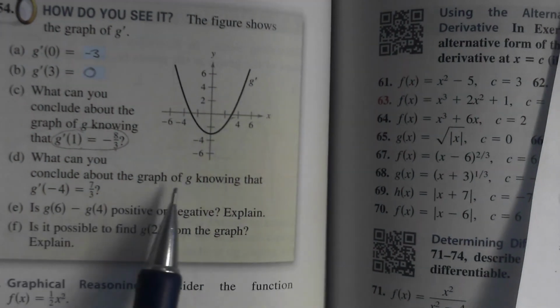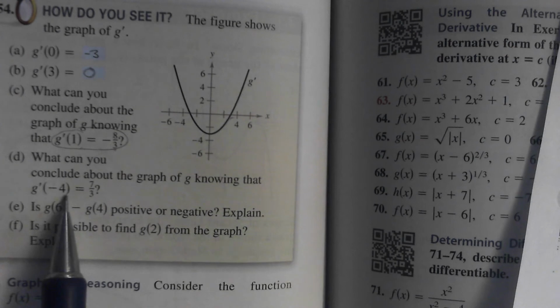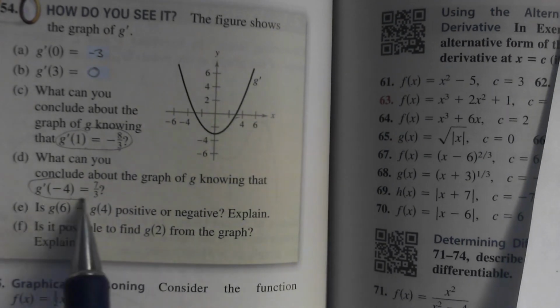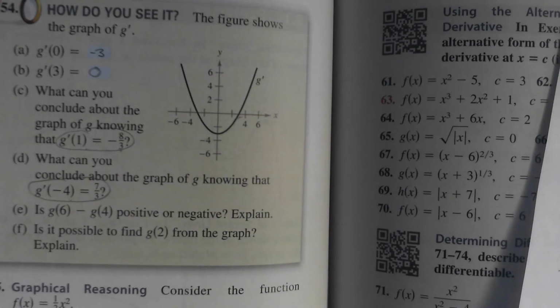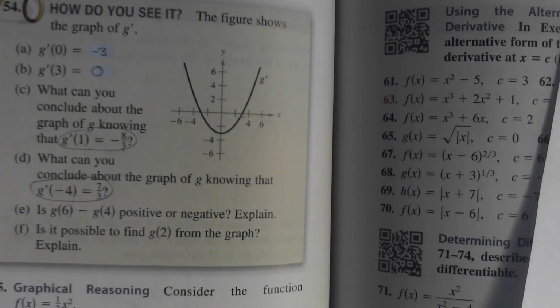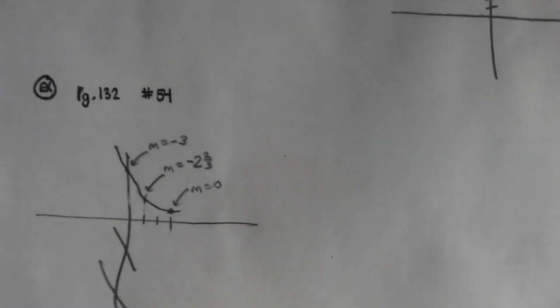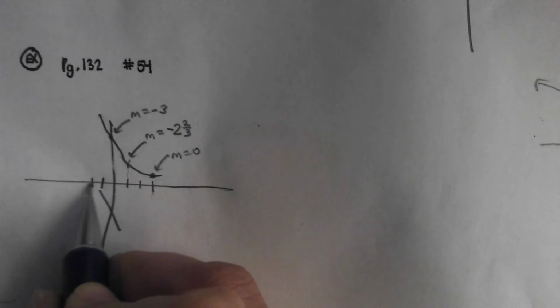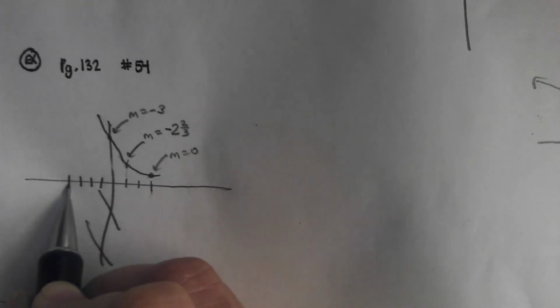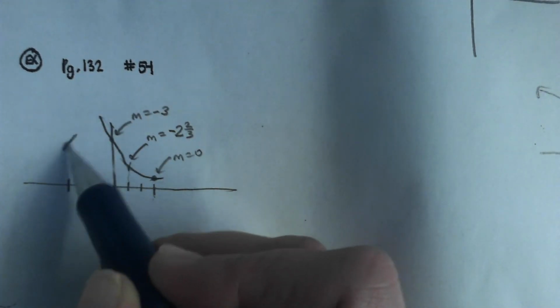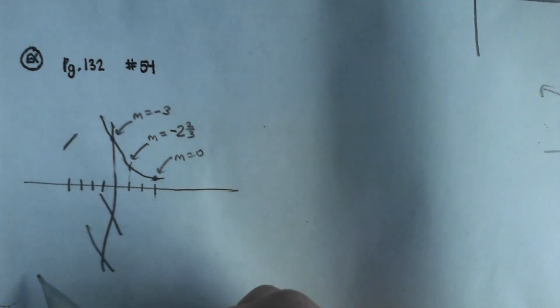What can you conclude about the graph of g knowing that g prime of negative 4 is 7/3? So in words, what does that mean, Bailey? Okay, so on our original graph, the slope at negative 4, which would be over here, is 7/3. That's a positive number, yes? So by the time I get over here, my graph has got to go upwards, yes?